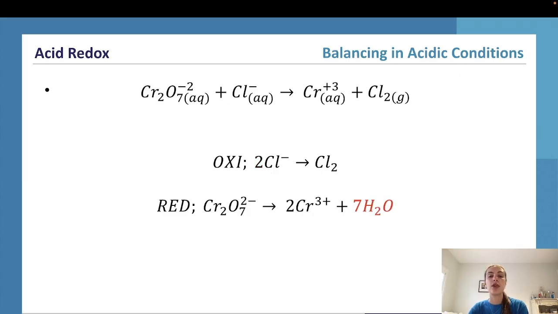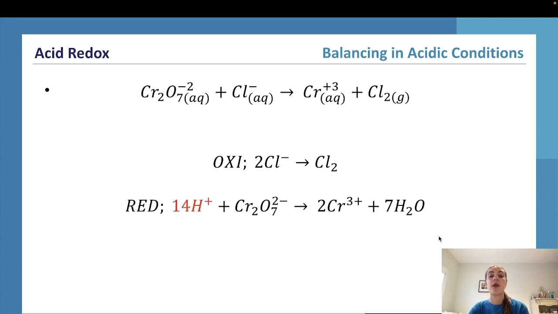The next thing we need to do is balance for oxygen. We don't need to do that for the oxidation reaction, because it has no oxygen in it. The reduction reaction, however, does have oxygen, and it has 7 oxygens on the reactant side, but none on the product side. So we need to put 7 water molecules on the product side of the reaction in order to get 7 oxygens on both sides of the reaction.